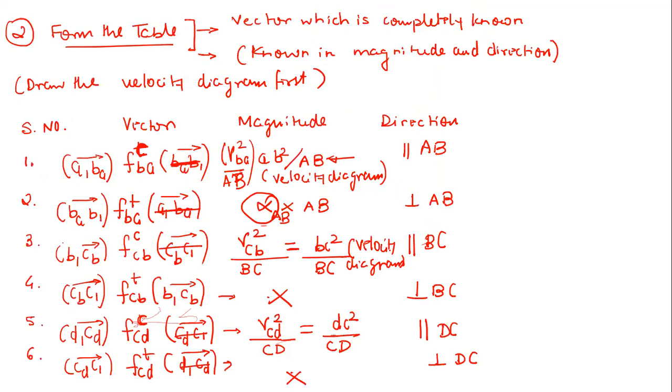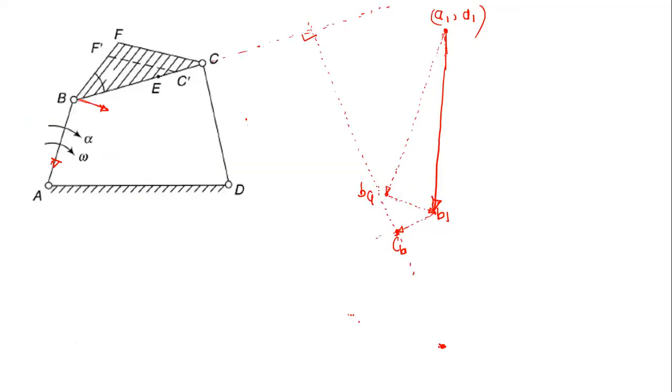Now here again we will be moving to the next vector. The next vector is FCD, that is the centripetal acceleration of C relative to D. So it is basically the D1CD vector, right? Now we again know the magnitude as well as the direction. So D1CD is basically parallel to this link CD, correct? Now the D1 point we already know, and then we just draw a line which is going to be parallel to this link CD.